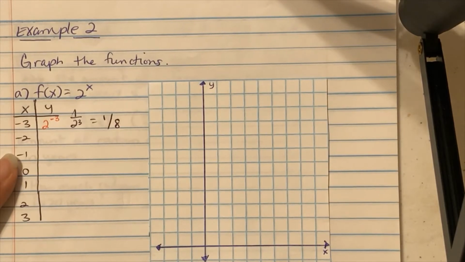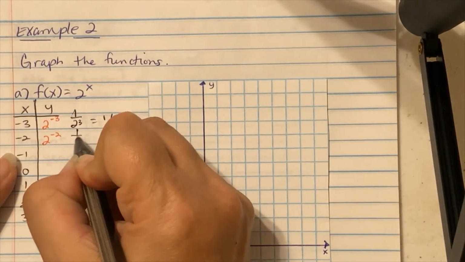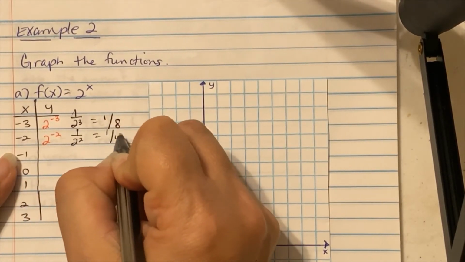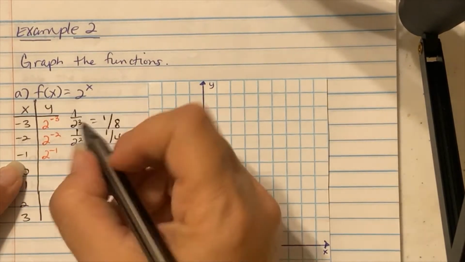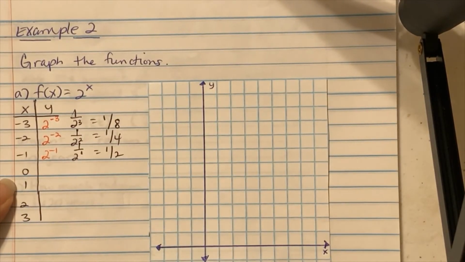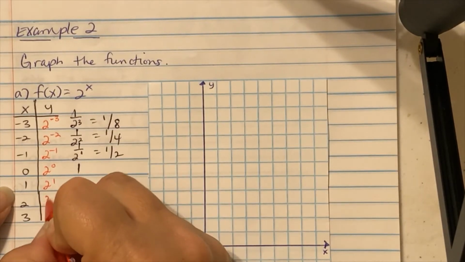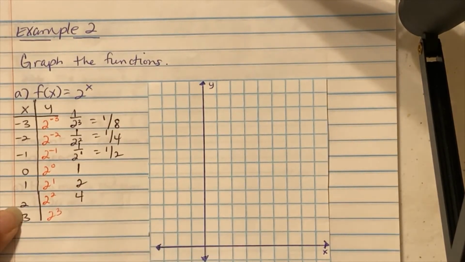When you plug in -2, same thing. It's 2 to the -2. A reflection is 1 over 2 squared, which is 1/4. 2 to the -1 is 1 over 2 to the 1st, which is 1/2. 2 to the 0, remember, anything to the 0 power is 1. 2 to the 1st results in a 2. 2 to the 2nd gives you a 4. 2 to the 3rd is an 8.